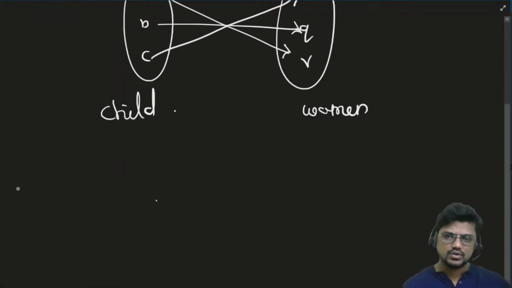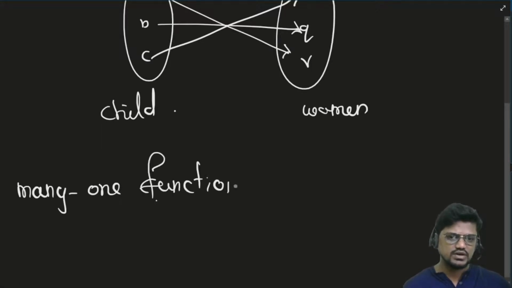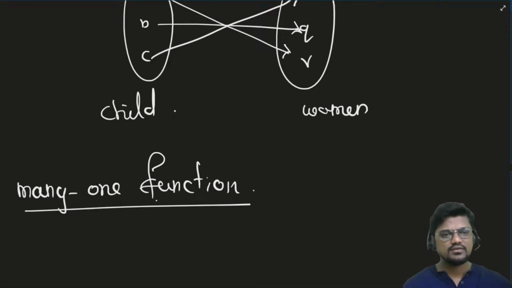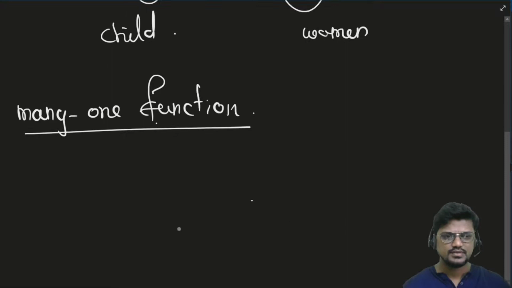Now the next, what is a many one function? With the word you can understand what it is. Can you guys tell me what a many one function is? A mother has how many children? It can have many, more than one. Very good, more than one. If a mother has more than one child, you can say it is a many one function.